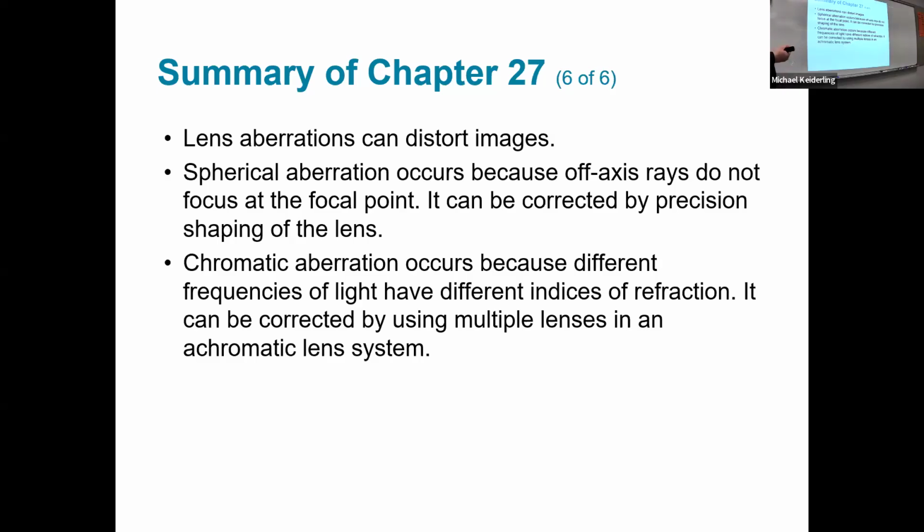Lens aberrations can distort images. Spherical aberration occurs because off-axis rays don't focus at the focal point. This can be corrected by precision shaping of the lens, or the addition of extra lenses to reduce the effect. Chromatic aberration occurs because different frequencies of light have different indexes of refraction. It can be corrected by using multiple lenses in an achromatic lens system. For spherical aberration, precisely shape the lens to not actually be spherical. For chromatic aberration, you use multiple lenses in an achromatic lens system. That's part of why camera lenses are so complicated.